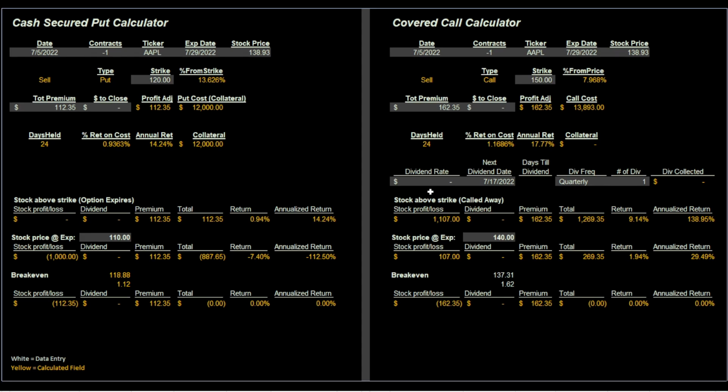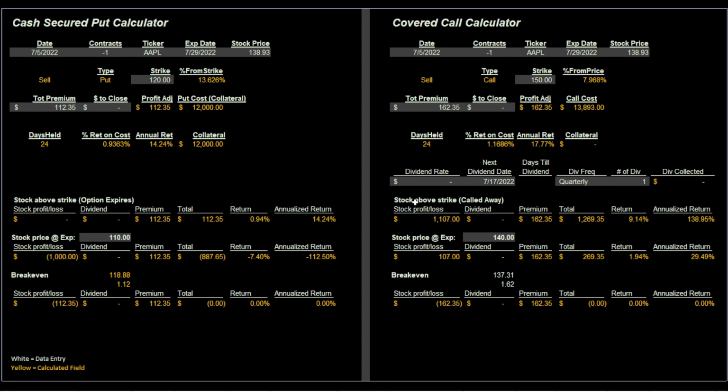Now, this next section is one I added in for dividends. Let's say you have a dividend-paying stock and it pays out a 20-cent dividend per share. Maybe the next one is 7/17 and it pays out quarterly. Of course, you're entering all this information, but it'll add the dividend that you might collect in there as well. In this case, Apple does pay a dividend, but it's not payable during this time frame, so we're going to leave that as 0.